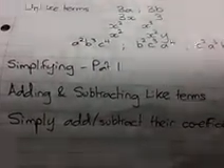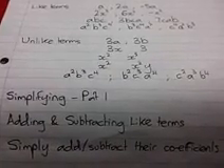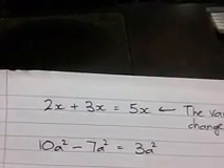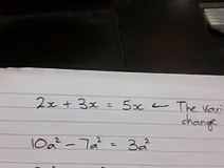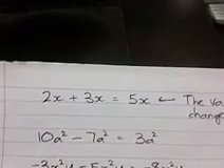Now coming to simplifying part one, which is adding and subtracting like terms. Simply put, all you have to do is add and subtract the coefficients, or the numbers attached to the variables. Example 1, 2x plus 3x. 2 of something plus 3 of something gives you 5 of something. And as you notice, the variable doesn't change. 10a squared minus 7a squared, 10 minus 7, giving you 3a squared. Do not forget that variable.